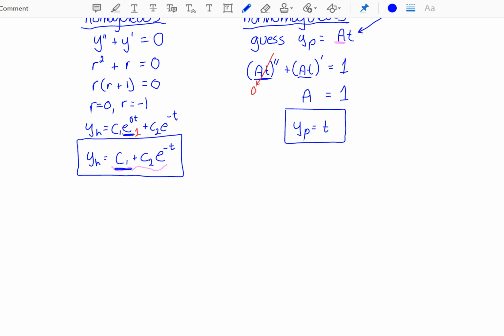With this as our particular solution, we can now write the general solution using the non-homogeneous principle as y of t equals c1 plus c2 e to the negative t plus t. So this again is our homogeneous solution, plus our particular solution.